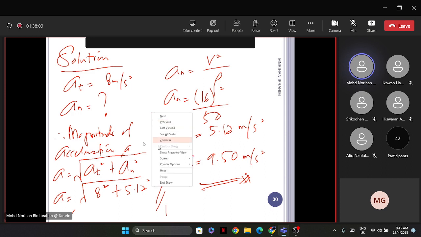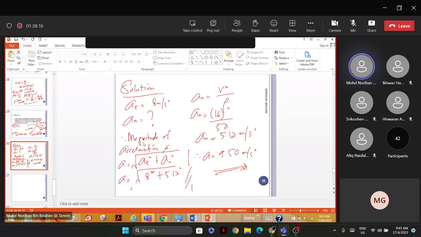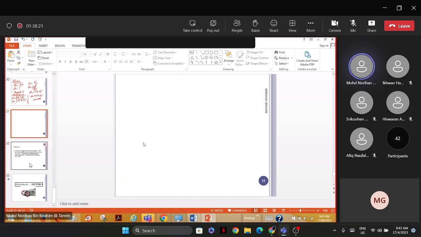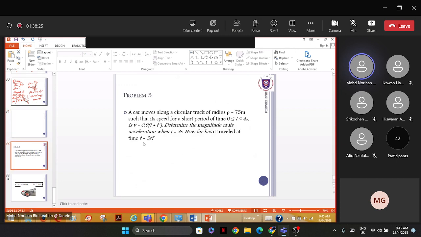Is there any question in class before we dismiss? We have another problem. Try to do it. I will share the answer for this one later on. If you can, do it by yourself. Try to do it first. You can get the answer for this problem 3. If you have any problem you can ask, but later I will also share the answer.